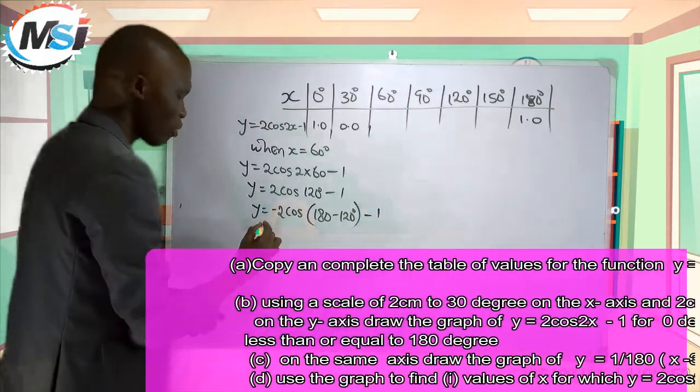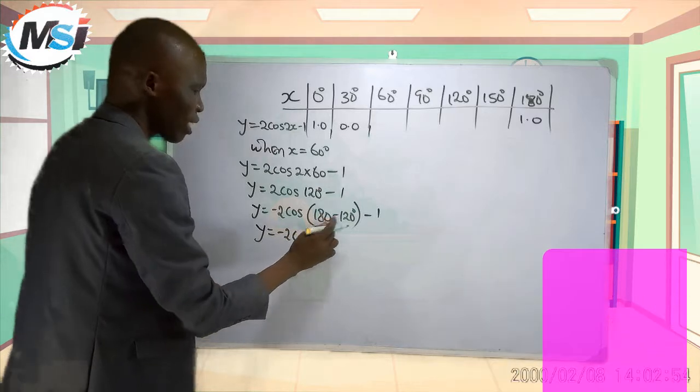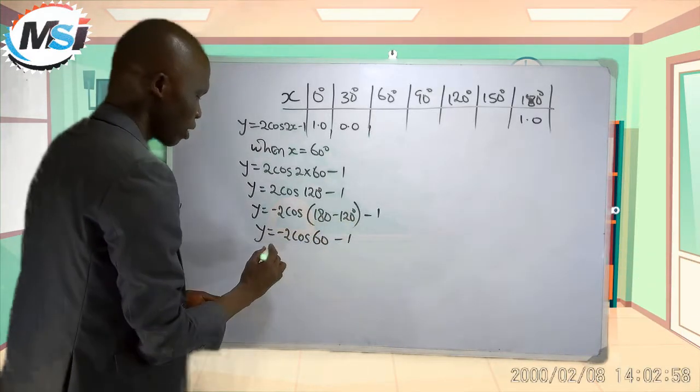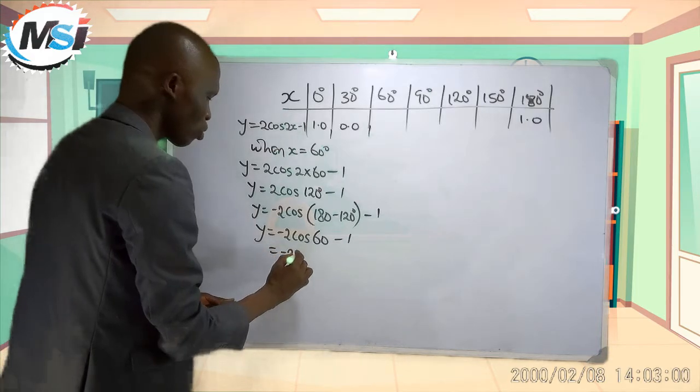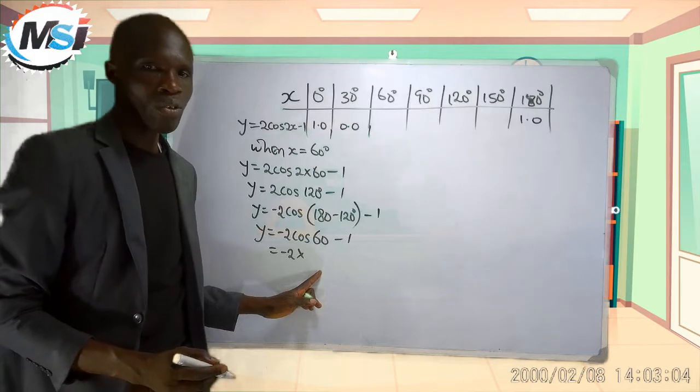So this one will give us y equals minus 2 cos 180 minus 120, which gives us 60, minus 1. So this one will give us minus 2 times... If you press your calculator, cos 60 will give you 0.5.